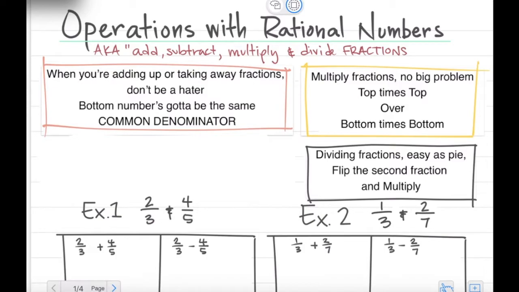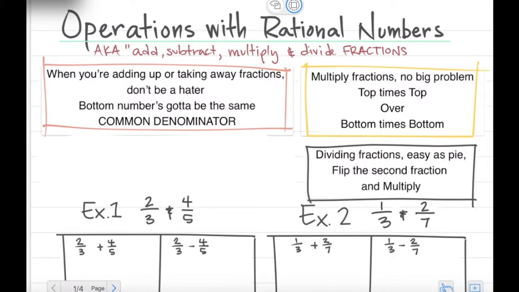I'm going to say this really super cheesy rhyme to you guys that hopefully will be dumb enough that it'll stick in your heads to help you remember what the rules are with working with fractions. So here we go. When you're adding up or taking away fractions, don't be a hater. Bottom numbers gotta be the same, common denominator.